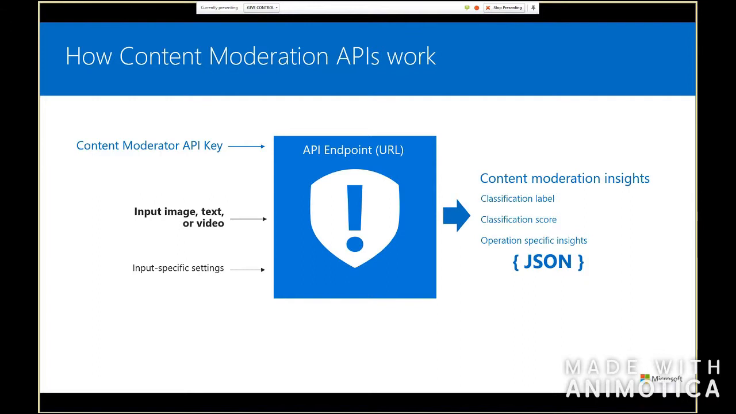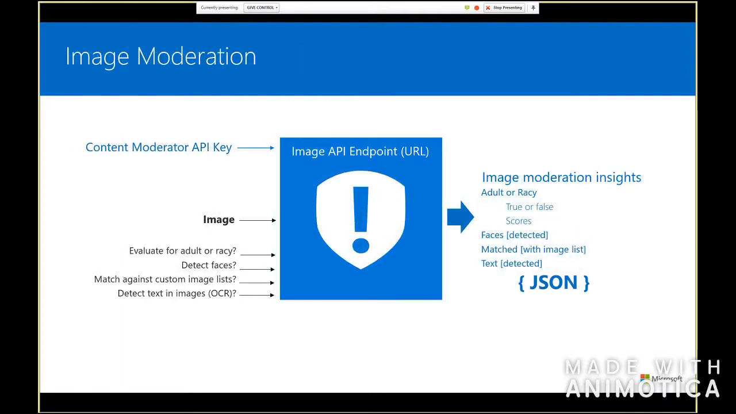Probably, since it's an API call, you will share your content location, where it is, and of course it must be accessible from the API endpoint. And again, you're going to specify the settings of what you want from the Content Moderator API. And as a result, you get these kinds of insights: classification labels, scores, and operation-specific insights. Don't worry, I will do a demo in a few seconds.